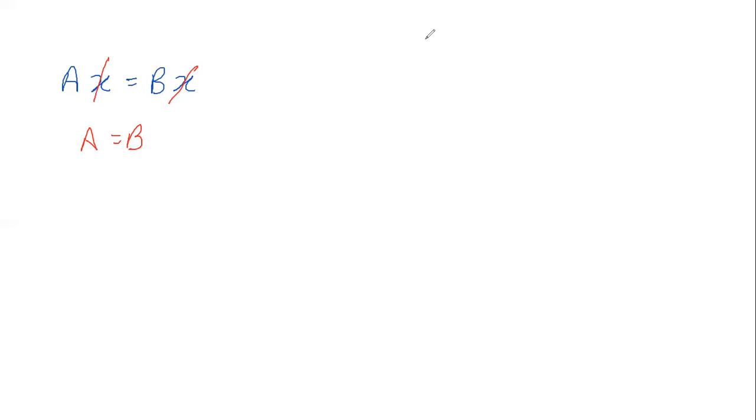Now there is a very silly mistake here. So guys, for example, if I say AX is equal to BX, and let's say that A is 2, and let's say that B is 3.